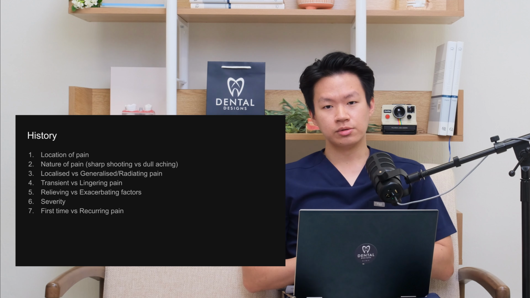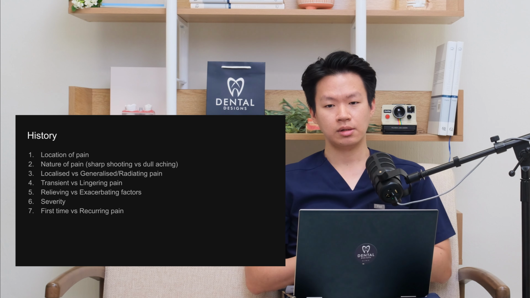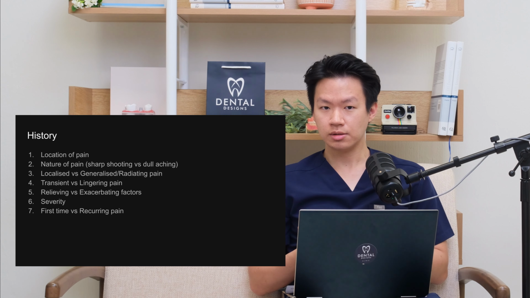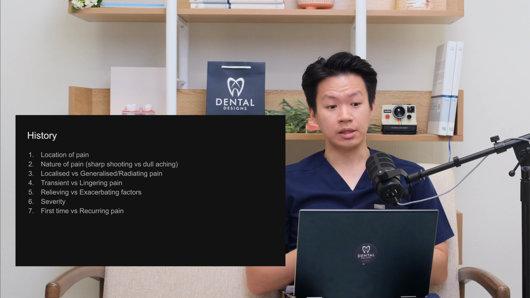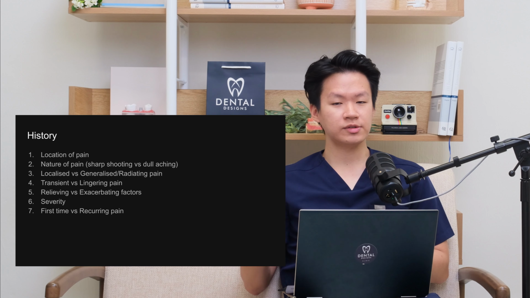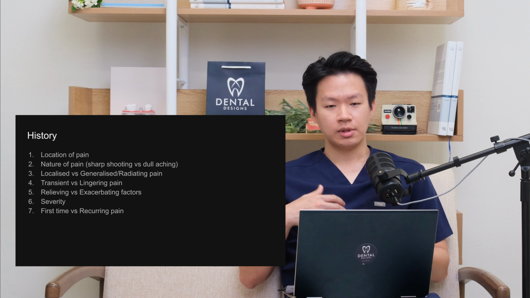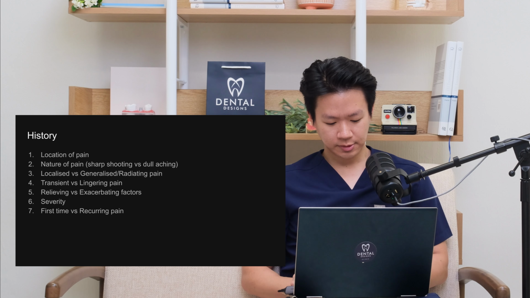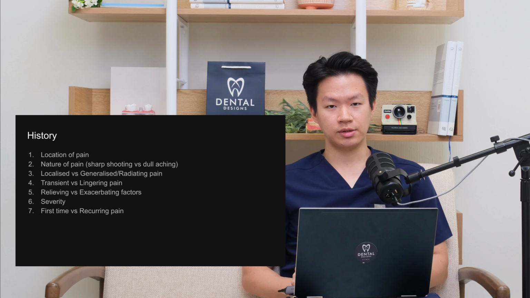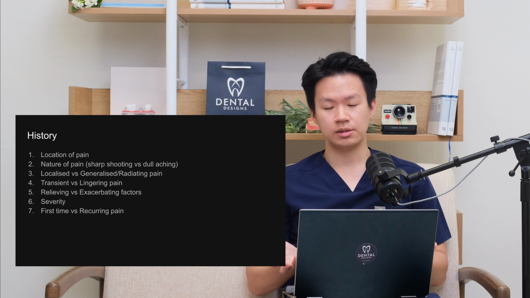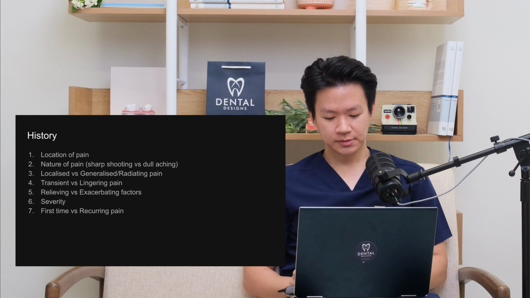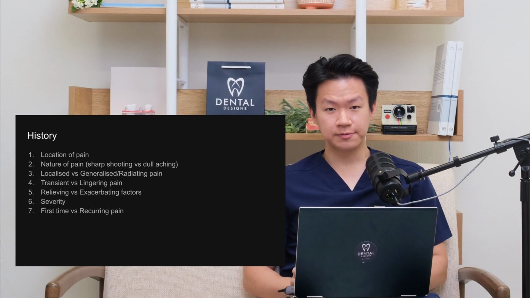Oftentimes the pain can also be transient, as in momentary sensitivity on cold or hot, or it can be lingering, where the pain can last for hours on end, even after the stimulus is removed. We also want to check the severity of the pain, and usually we give a pain score from 0 to 10 to assess that. So let's move on to the first case.